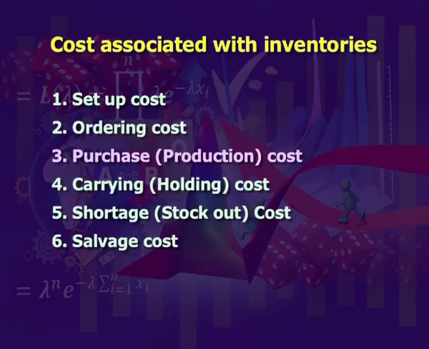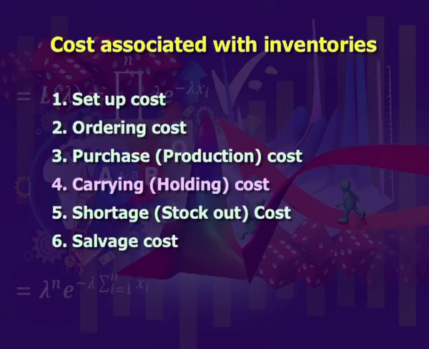Third, purchase or production cost. The cost of purchasing or producing a unit of an item is known as purchase cost. Fourth, carrying or holding cost. The cost associated with carrying or holding inventory, as for example, rent for space used for storage, interest on the money locked up, insurance of stored equipment, taxes, depreciation of equipment and furniture used, etc.